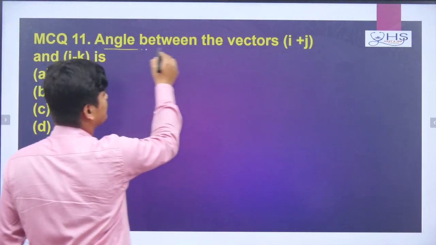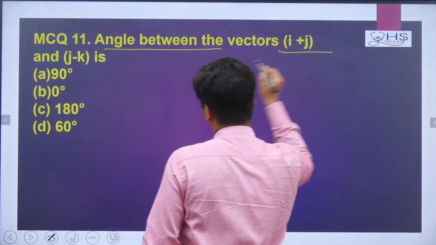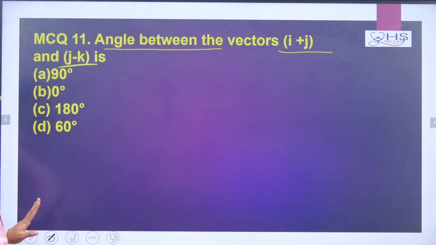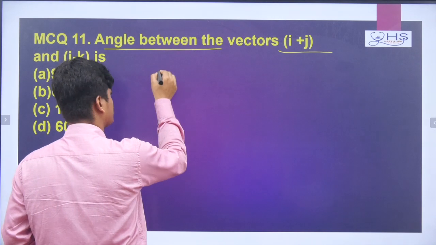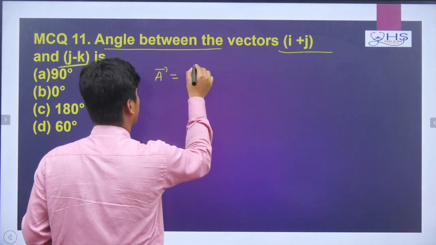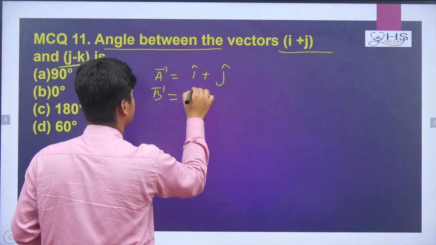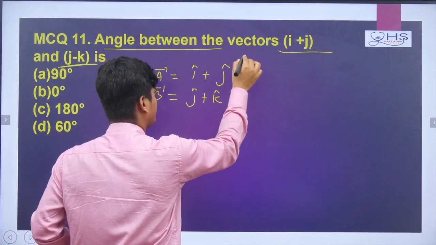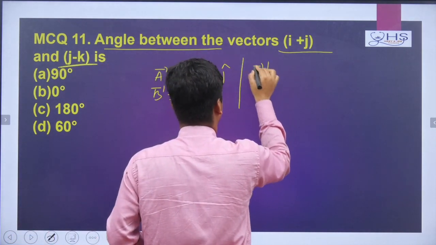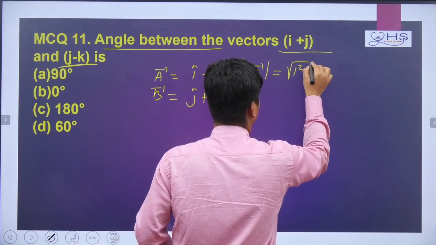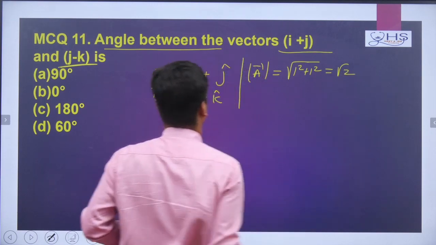Here they are asking for the angle between the vectors i plus j and j plus k. So here some options are given. Okay. So simply you see, suppose you take A vector as i plus j, and B vector as j plus k. So immediately calculate what is the A vector magnitude. A vector magnitude is nothing but root of 1 square plus 1 square, which is nothing but root 2.